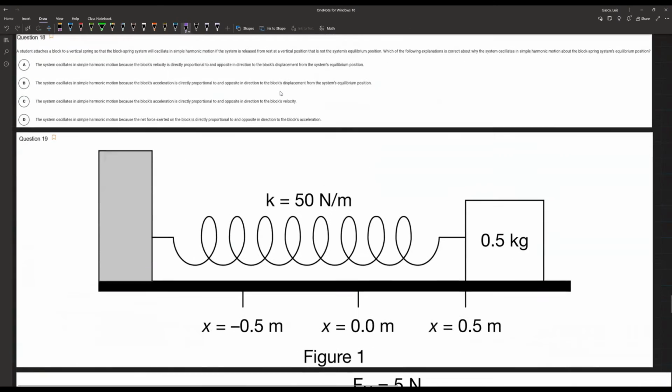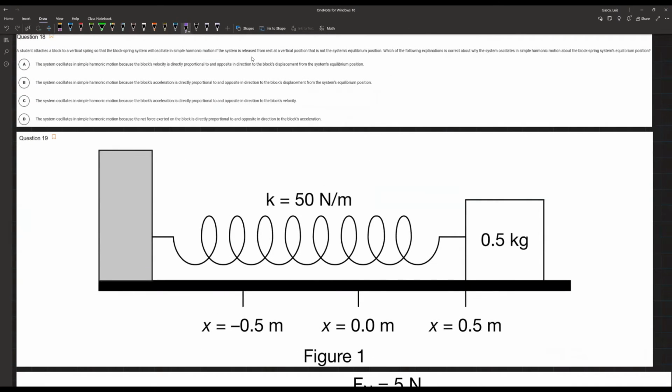Let's go over number 18. A student attaches a block to a vertical spring so that the block-spring system will oscillate in simple harmonic motion. Which of the following explanations is correct about why the system oscillates in simple harmonic motion about the system's equilibrium position? So this one's just asking, do you remember the definitions for the causes of simple harmonic motion?